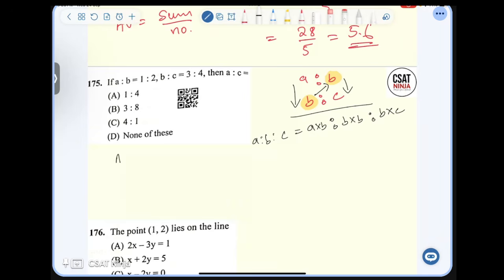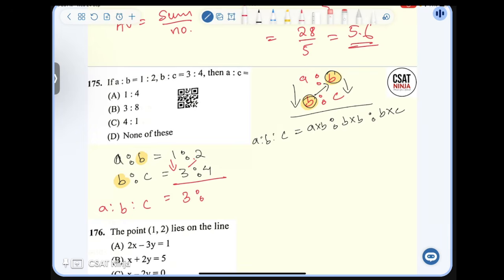We have A is to B, which is given as 1 is to 2. And again, B is to C is given as 3 is to 4. Always remember this one and this one should be common. We have B here, I have B here. Only then can I apply this rule. So A is to B is to C is nothing but, I'll just multiply this: 1 3s are 3, is to 3 2s are 6, is to 4 2s are 8. So we have 3 is to 6 is to 8 as our ratio.